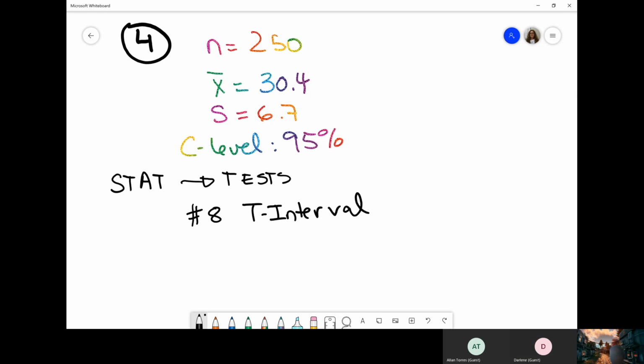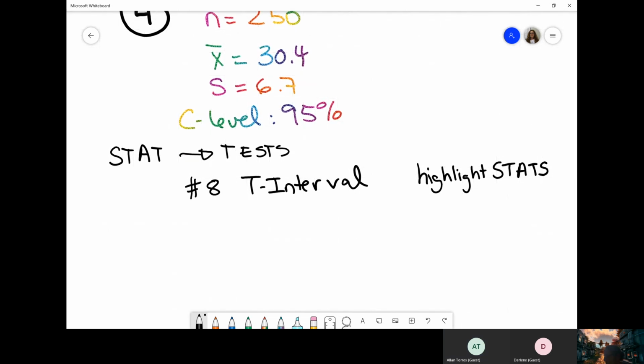Okay, so a bunch of stuff came up. First of all, you need to highlight whether it is data or stats. Data means individual data values, like a list. You don't have that here, you have stats. So you have to highlight stats. Make sure that it's blinking. Is it blinking? Yes. And now we have to enter the values.